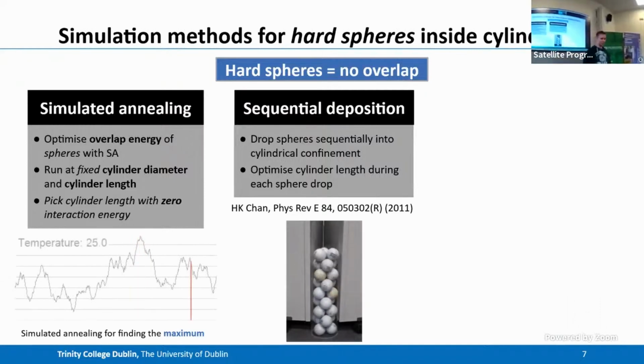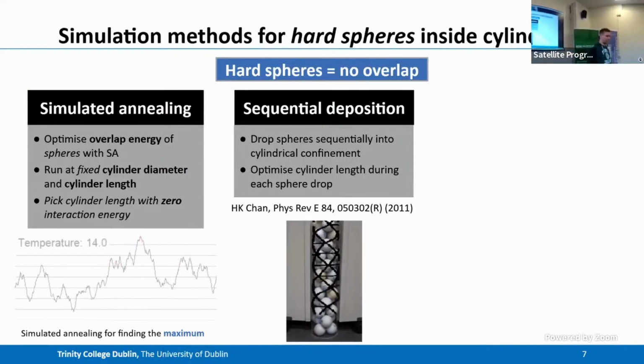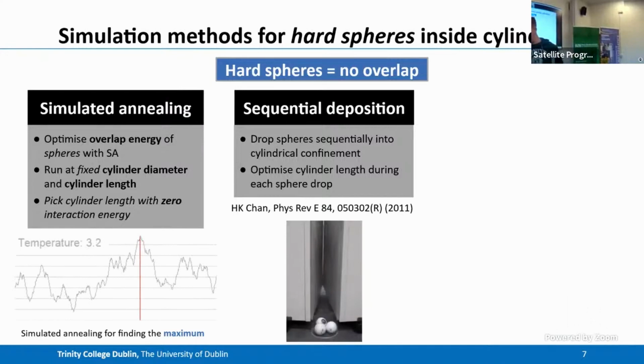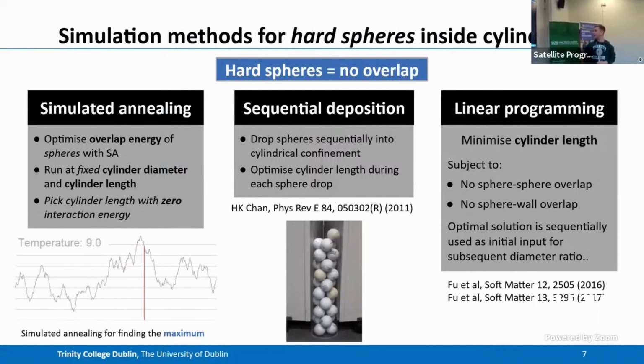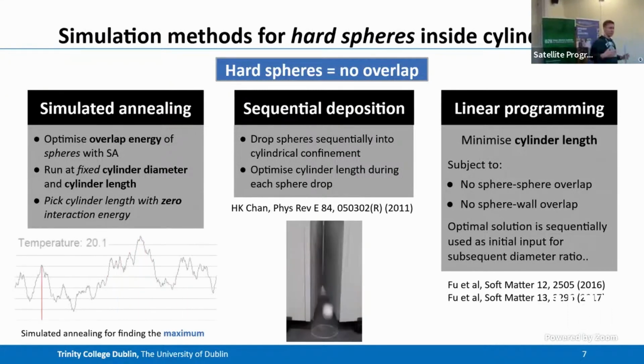up until 2016 that got you the optimal packings, at least simulated annealing got you the packing up to a diameter ratio of 2.7, until a guy from the US came along with a linear programming method. So this is Charbonneur's work. He used a method called linear programming. Linear programming usually works by optimizing a certain loss function subject to certain constraints. So he essentially set the loss function to the cylinder length, and his constraints are essentially hard spheres. This is like the constraints that we are using.